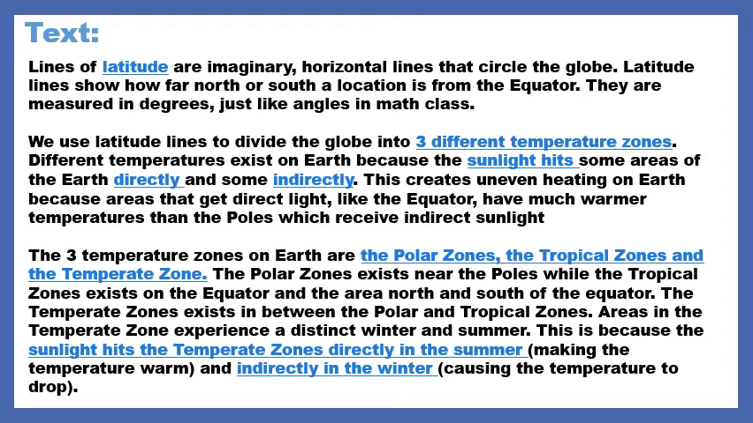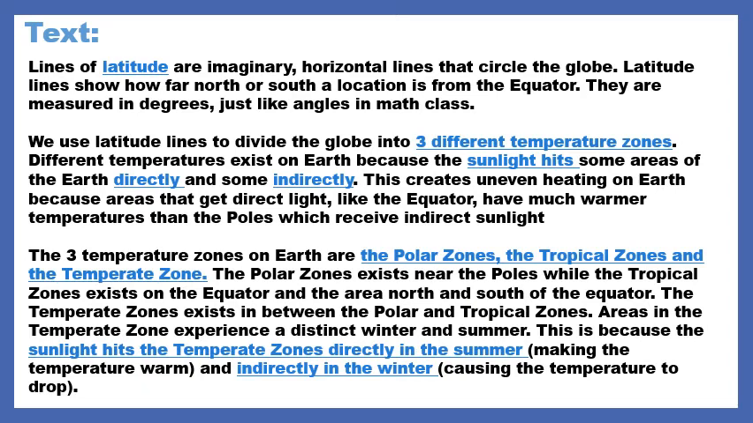The 3 temperature zones on Earth are the polar zones, the tropical zones, and the temperate zones. The polar zones exist near the poles, while the tropical zones exist on the equator and the area north and south of the equator. The temperate zones exist in between the polar and tropical zones.